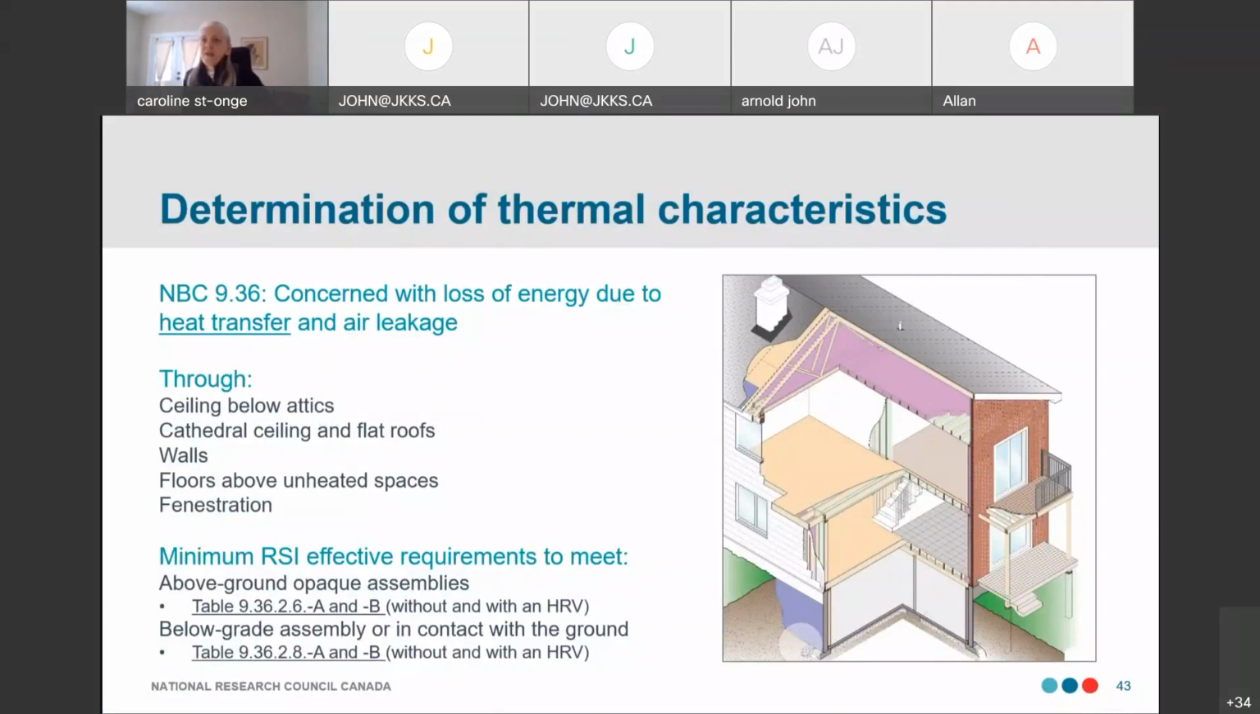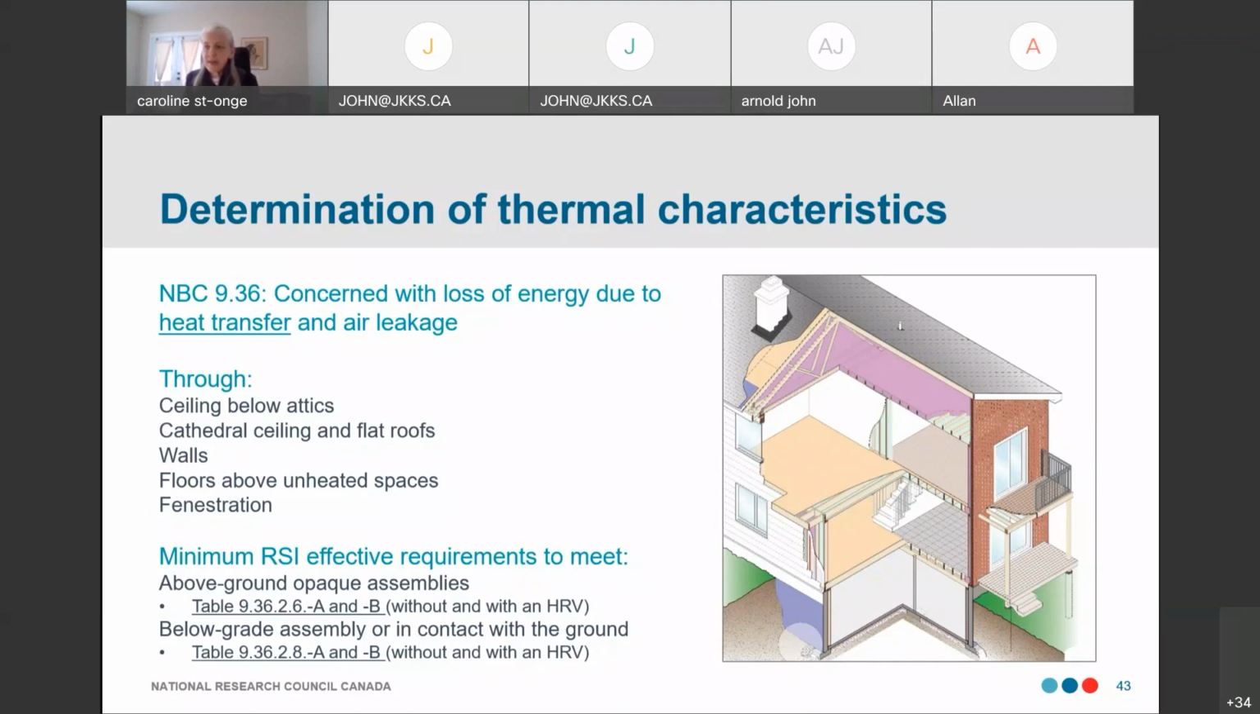This section 9.36 of the code is concerned with the loss of energy due to heat transfer and air leakage. But this presentation is limited to heat transfer. So in order to reduce the loss of heat, the code intent is to ensure there is no excessive use of energy. And therefore, they have established minimum requirements to meet for the assembly.